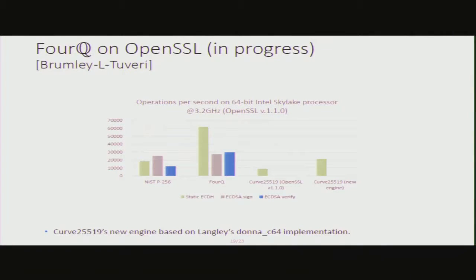Let me show you the preliminary results in OpenSSL, in this case on a 64-bit Intel Skylake processor, to show the kind of performance that we achieve when we compare NIST P256 and Curve25519 against the 4Q implementation. Here we show the cases of static ECDH and also ECDSA, not for the case of Curve25519. As far as I know, this curve hasn't been plugged into ECDSA, so I cannot show numbers for that. In any case, when you compare the performance of 4Q against the numbers of the other two curves, there is a significant improvement in the operations per second, especially here, the green value that corresponds to ECDH. There is also a significant speed up in the case of ECDSA verification.